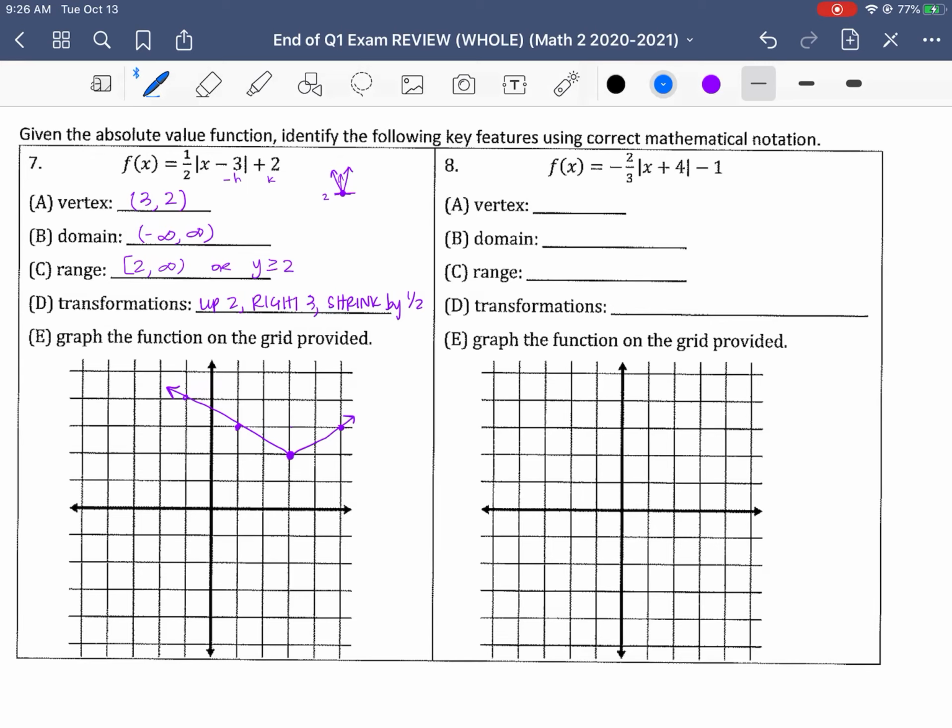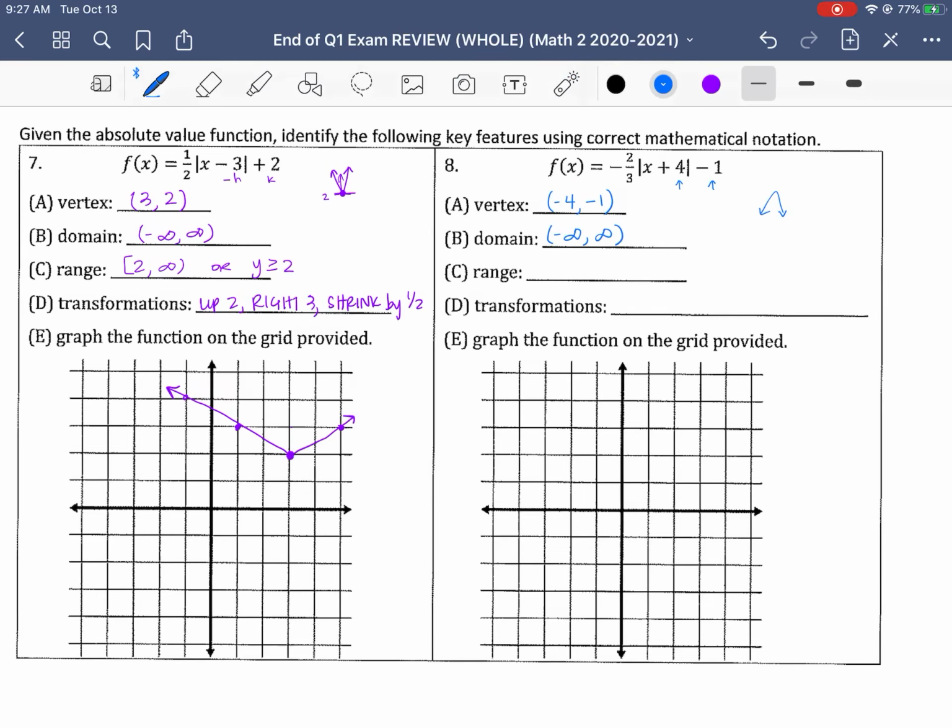All right, moving on to number 8. If we're looking at this function, again, we're going to kind of go through the same process. Notice this is going to go down 1, and it's going to go to the left 4. So there's our H and our K. So left 4, down 1. Our vertex is going to be at -4, -1. The domain, again, negative infinity to infinity. All real numbers. And then notice there is a negative out front of this one. So this one is reflected. This one is opening down.